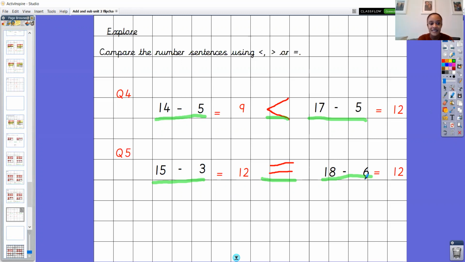Well done, year one. Amazing maths work today, and this week doing the comparing addition and subtraction. So the next job for us to do is to compare addition and subtraction all in one go. It's a really great job.